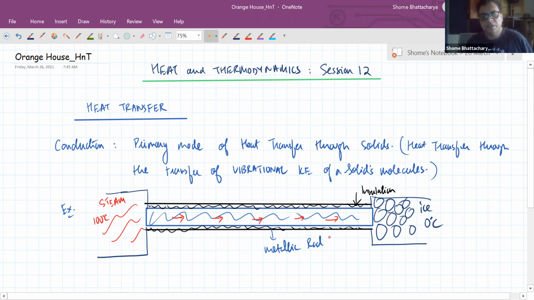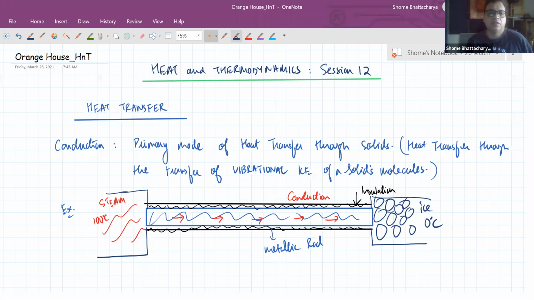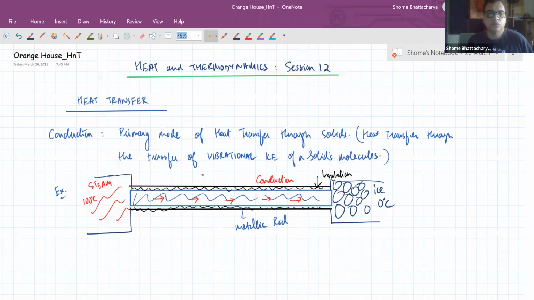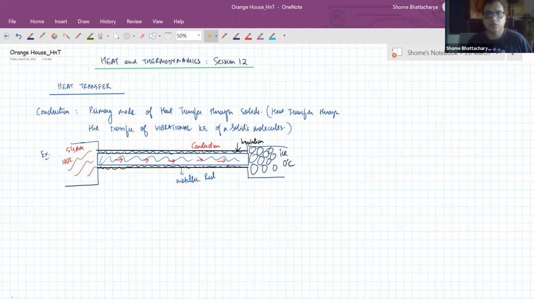So heat as a form of energy, in this case, vibrational kinetic energy, will conduct from the hotter end to the colder end like this. And this mode of heat transfer through the vibrational kinetic energy of the molecules of the solid is called conduction. Just make note of this.